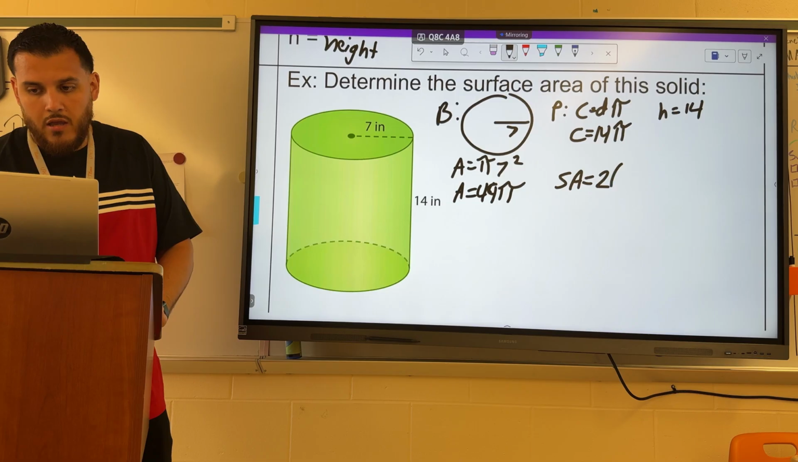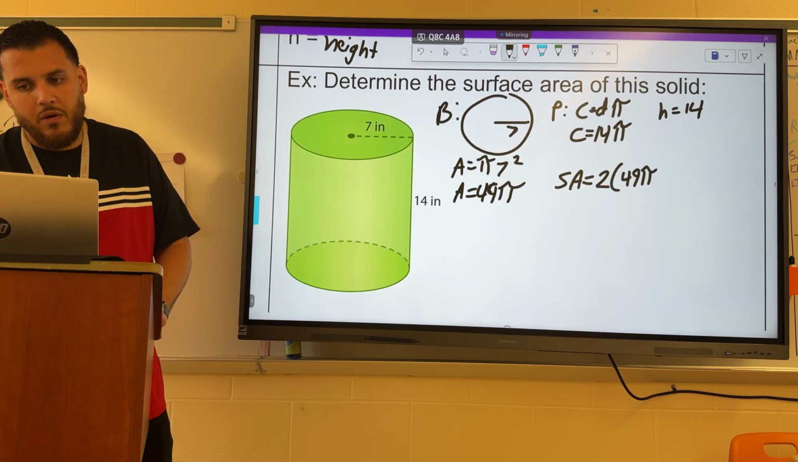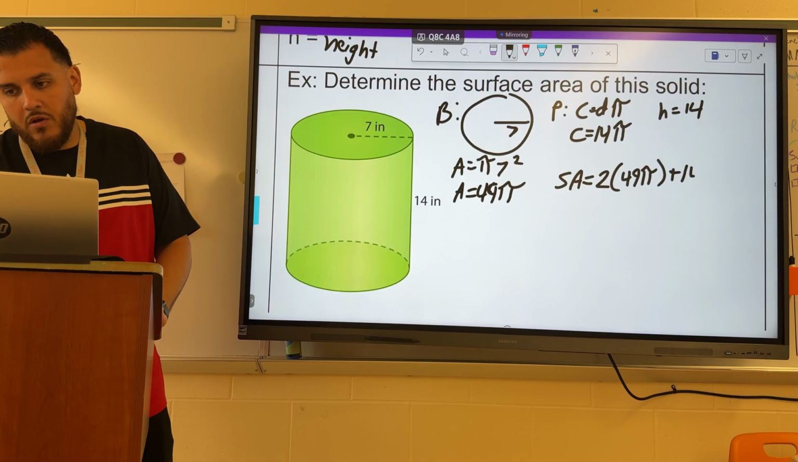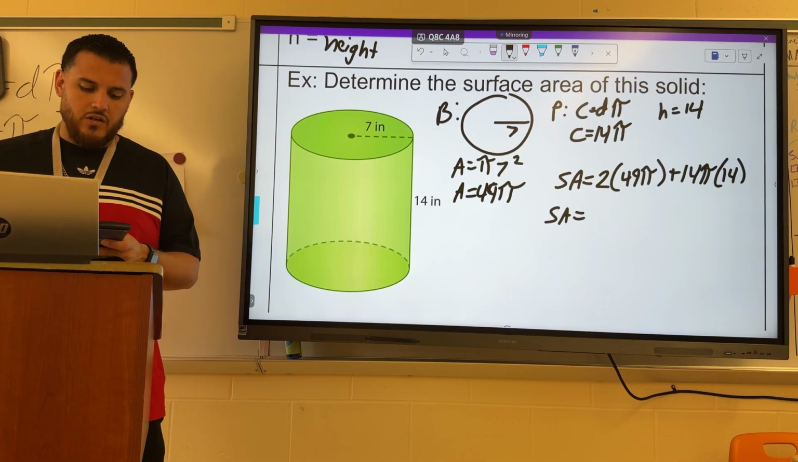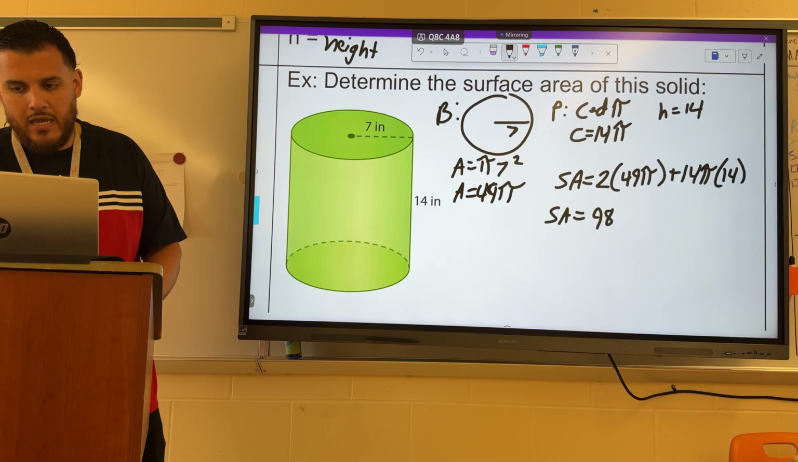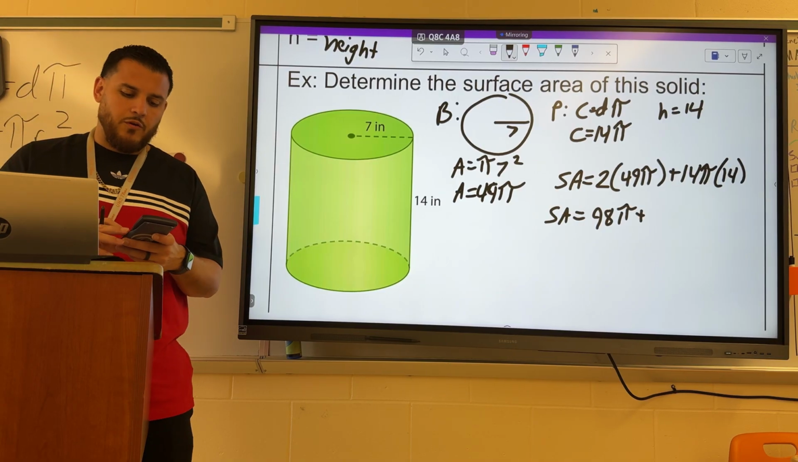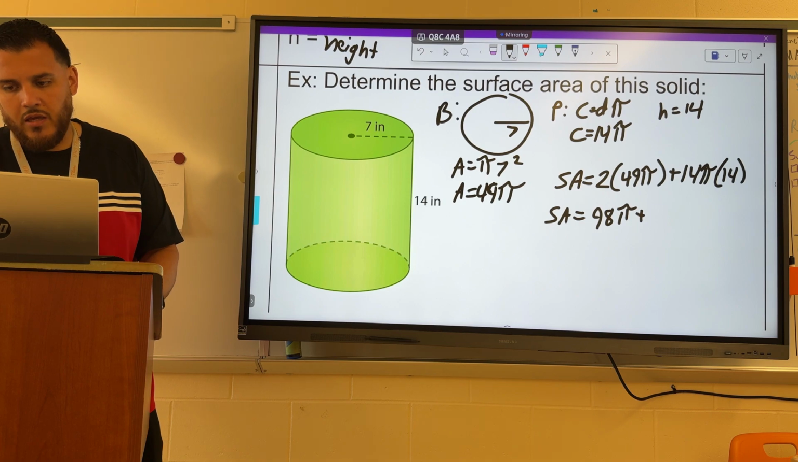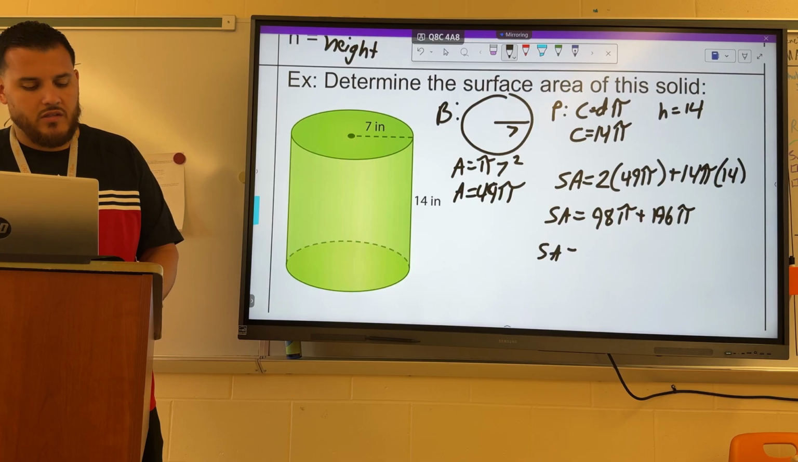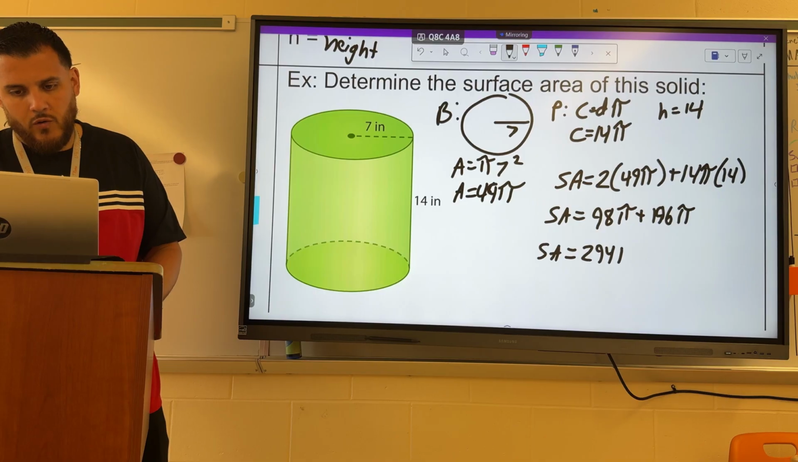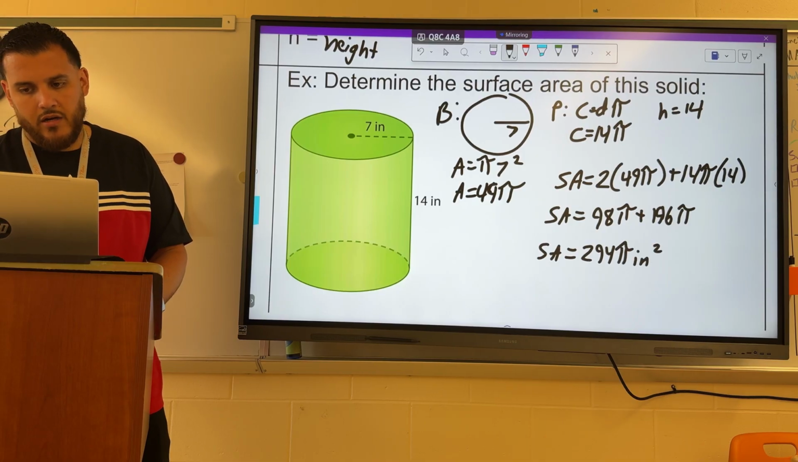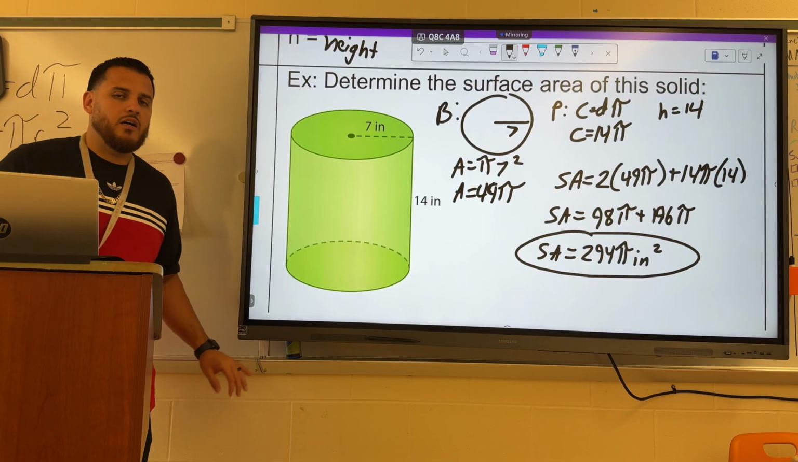So 2 base areas, 2 times 49 pi, plus the perimeter, 14 pi, times the height of 14. Again, I do this in 2 steps. I'm doing the multiplication first, 2 times 49 to give me 98 pi, plus 14 pi times 14 to give me 196 pi. And then I like adding those together. So you got 196 plus 98 to give me 294 pi inches squared for the surface area of this cylinder.